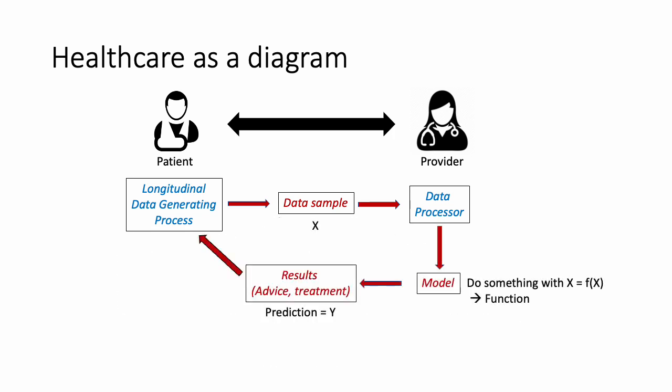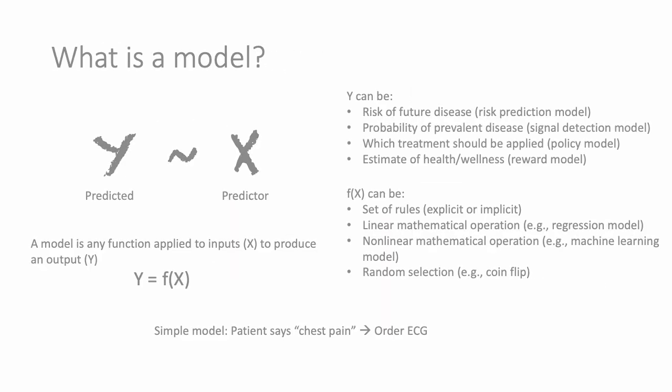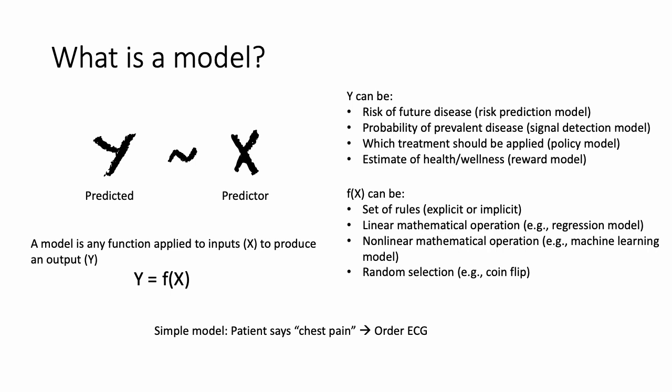If we put this into a framework, we have our data sample X. Our model is we do something with X. We take all that information and apply some function. We do something to that data to produce a prediction, which we can think of as the Y variable. So we take X, put it into some algorithm in our head or potentially explicit, and then we produce some prediction that we deliver as the results of treatment advice. That is what the model is doing. We take information as a predictor, X, and produce a predicted value, Y.